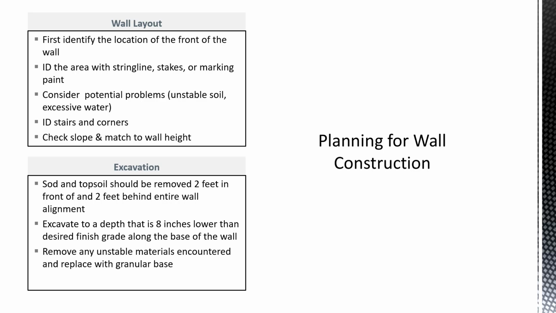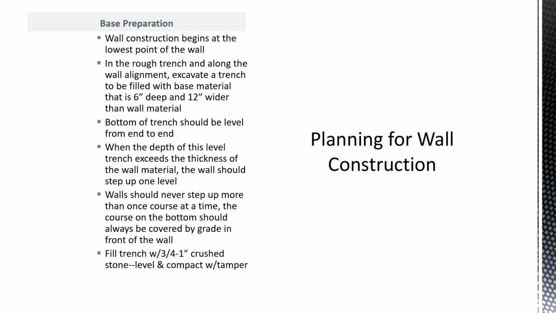You need to ID the stairs and the corners and then check the slope and match to the wall height. Then we're going to excavate. Sod and topsoil should be removed 2 feet in front of and 2 feet behind the entire wall alignment. Excavate to a depth that is 8 inches lower than the desired finish along the base of the wall. So we're digging down a little bit deeper. And then remove any unstable materials encountered and replace with a granular base. You would want to compact that granular base and get it smooth, get it flat, and get it compacted in the footers. So basically build your footers just like you're going to pour footers with concrete.